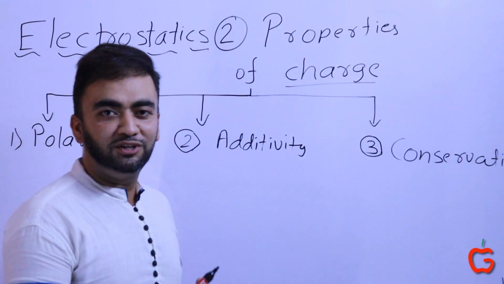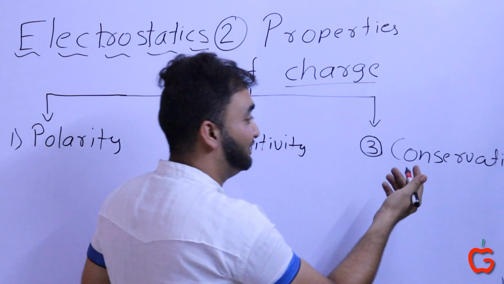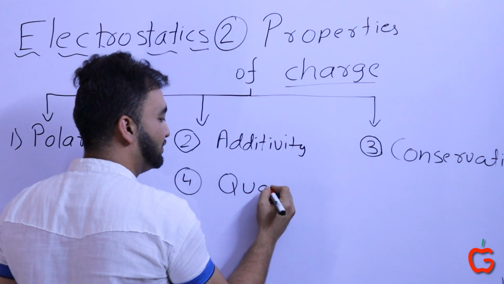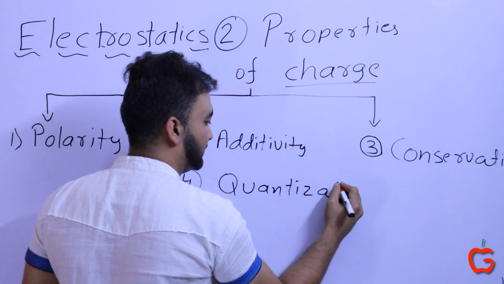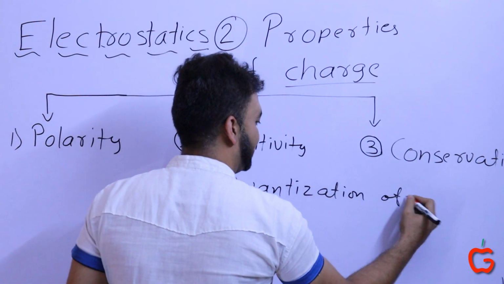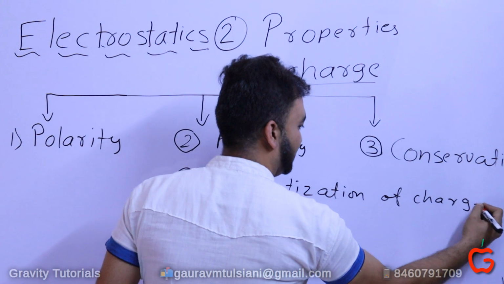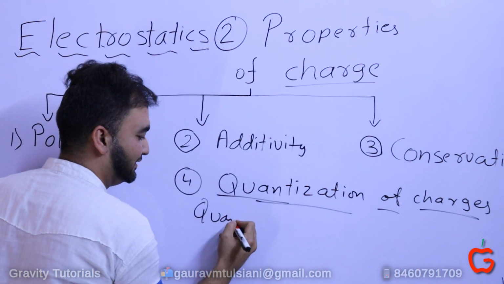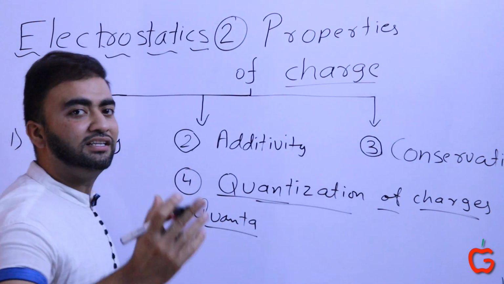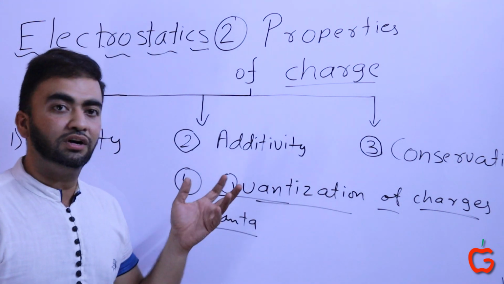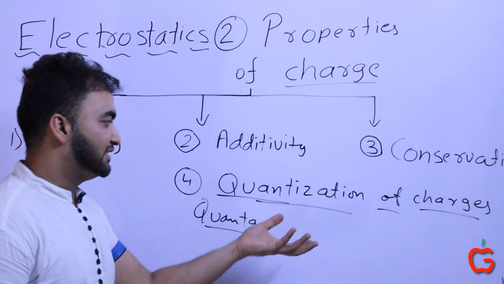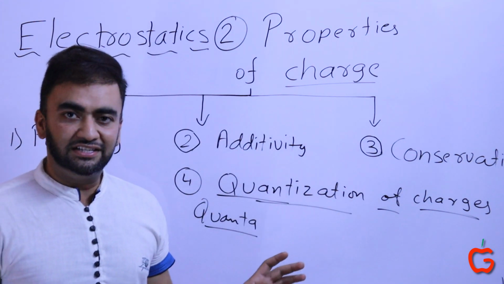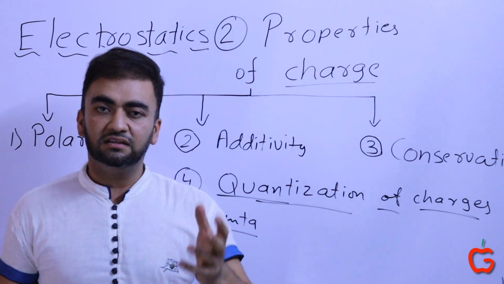Now moving on to the fourth property. This is one of my all-time favorite properties. It's called quantization of charges. The word quantization comes from the root word quanta, which is singular for quantum. So this is related to quantum physics, quantum mechanics, the fancy physics which is being talked about these days. Before studying quantization of charges, let's see what quantization means.